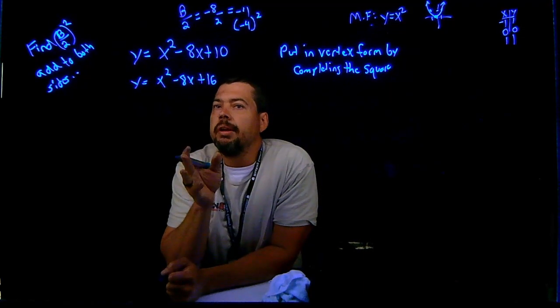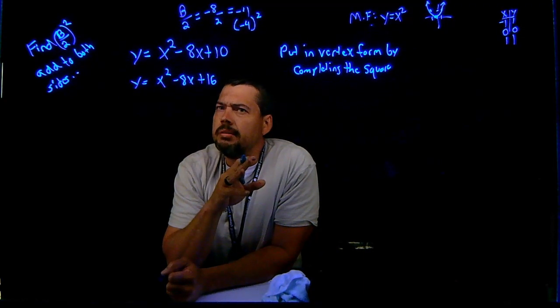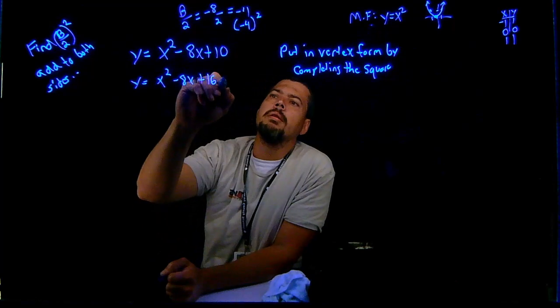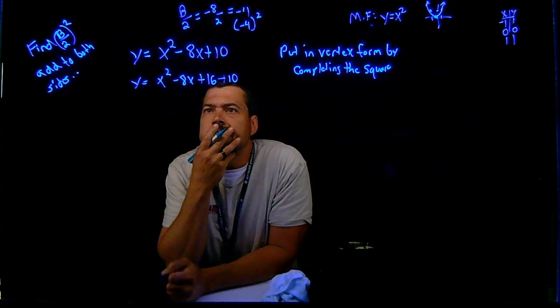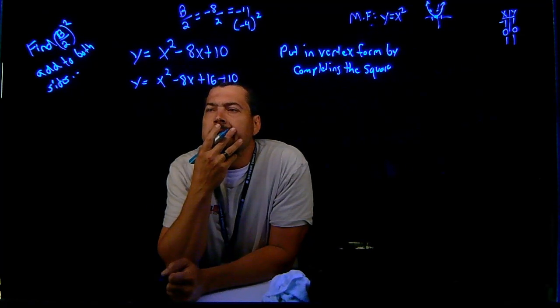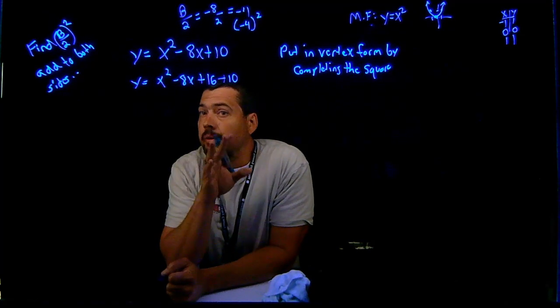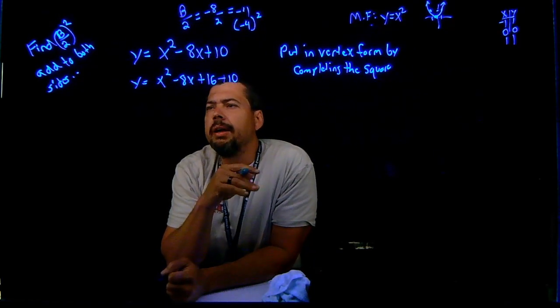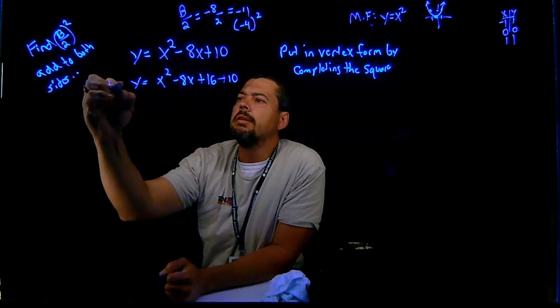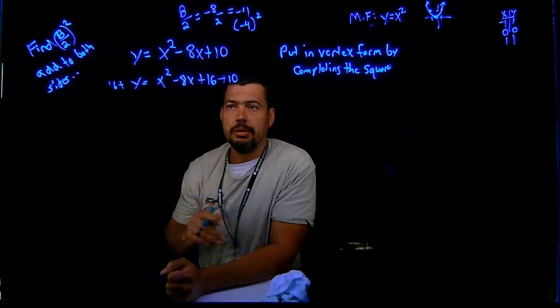Now I'm going to put that right next to the 8x. I already had a 10 over there, okay? That didn't go anywhere. And if I add it to the right-hand side, I have to add it to the left for purposes of equality.